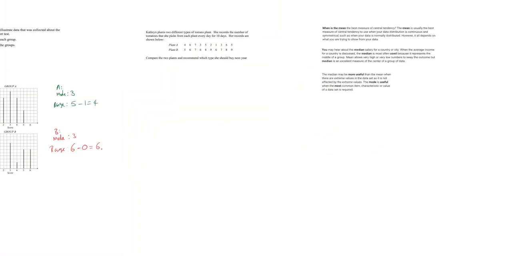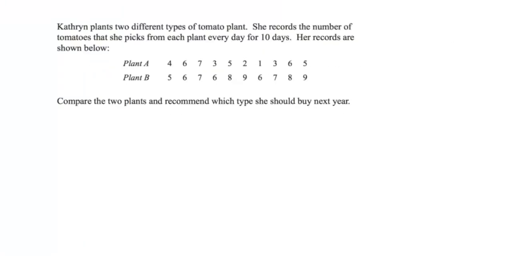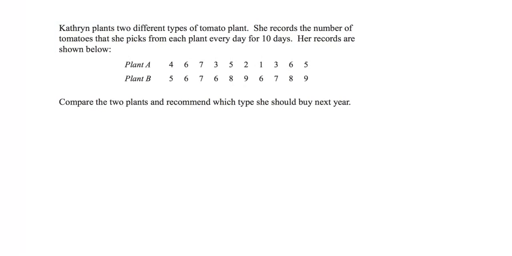Let's look at another example. So Catherine plants 2 different types of tomato plants. She records the number of tomatoes that she picks from each plant every day for 10 days. Her records are shown below. Compare the 2 plants and recommend what type she should buy next year.